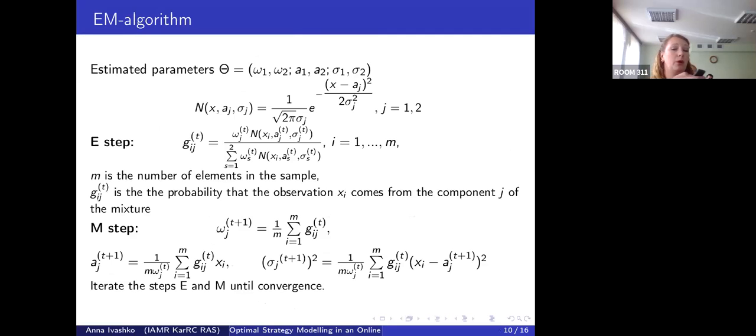For our problem, we want to estimate a vector of parameters omega 1, omega 2, a 1, a 2, and sigma 1, sigma 2, with the density function of the normal distribution. At the E step, we obtain the probability that G_ij on iteration t is the probability that the observation xi comes from component j of the mixture. After that, at the M step, we re-estimate the vector of parameters and repeat steps E and M until convergence.